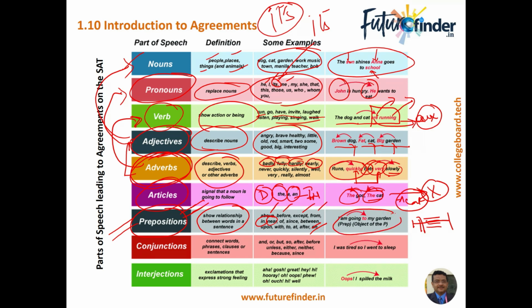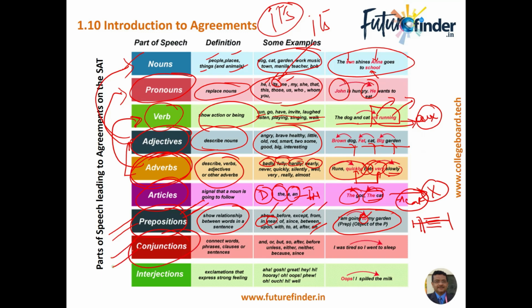I'm going to my garden, right? Where? How am I going? I'm traveling by a bus. What is the time? By your watch, right? These are the correct ways of using prepositions.